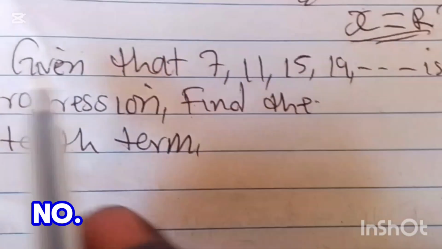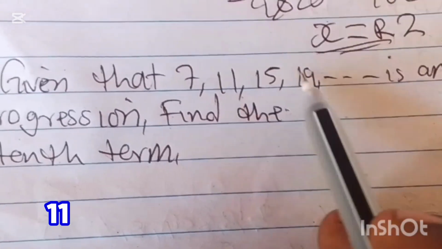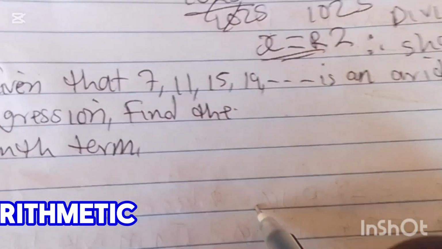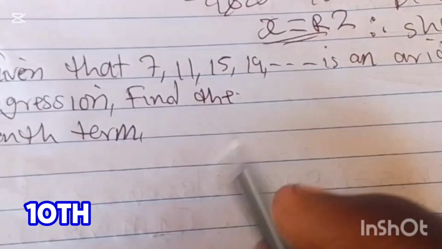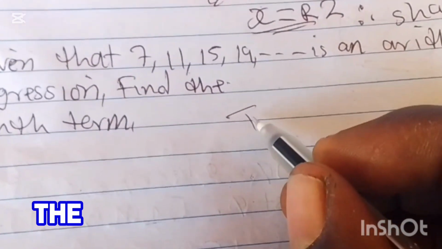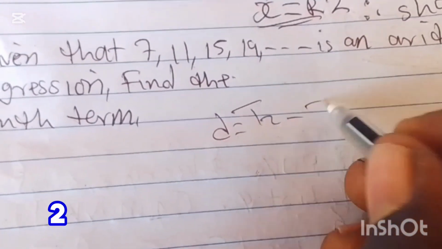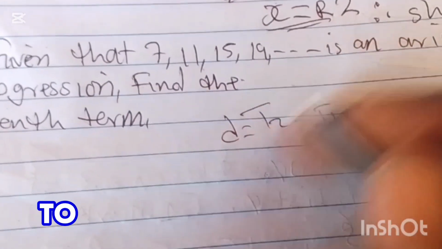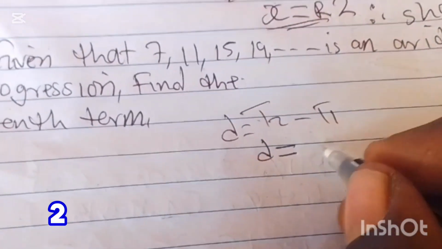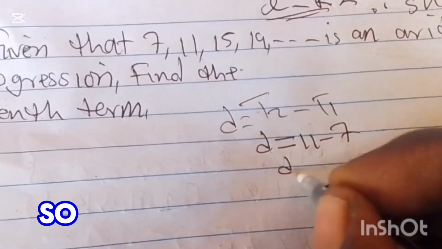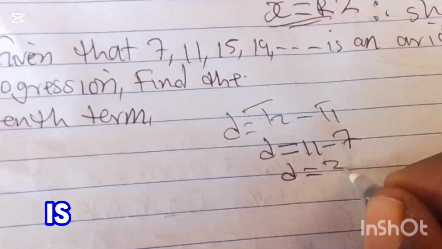So let's proceed to question number 9. Given that 7, 11, 15, 19 is an arithmetic progression, find the 10th term. To find the 10th term, we need first to find the common difference. So term 2 minus term 1 is the formula for the common difference. So D is equal to 11 minus 7, which is 4.